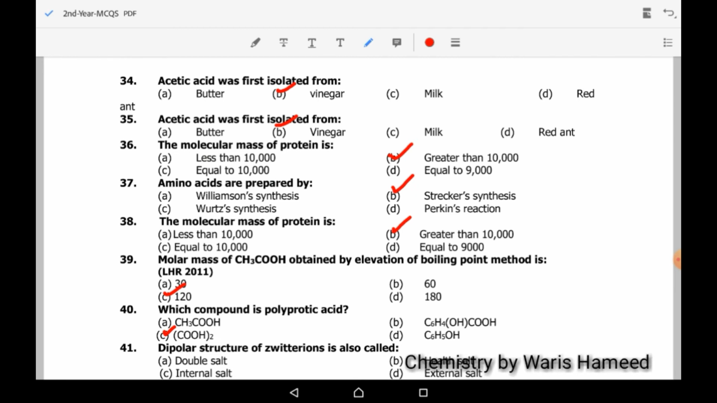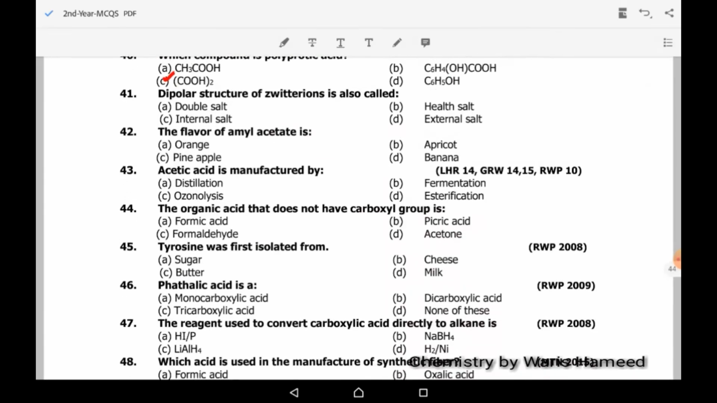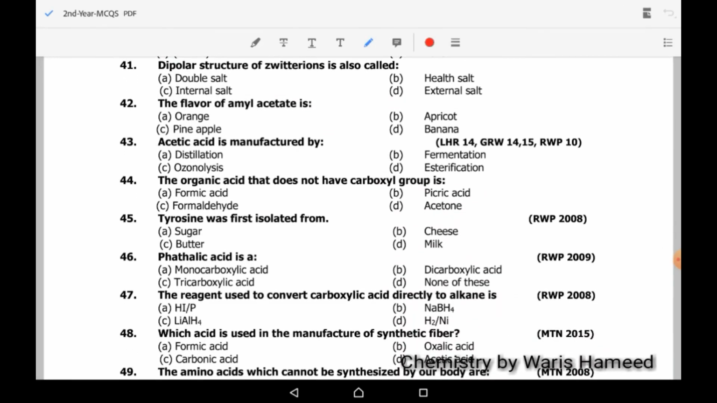Dipolar structure of zwitterion is also called internal salt. We have already studied this MCQs. The flavor of amyl acetate is. We have also studied this MCQs. It's banana.